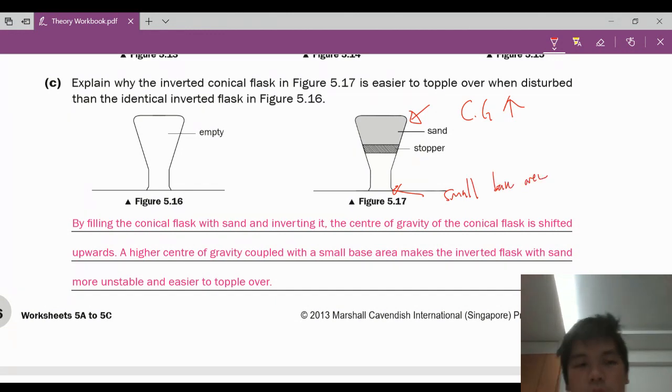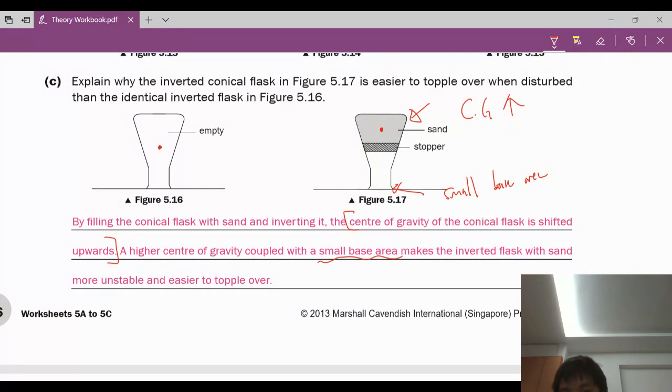Okay, so let's take a look. By filling a conical flask with sand and inverting it, the center of gravity of the conical flask is shifted upwards. So your center of gravity increased. Originally, the center of gravity should be around here. But once you bring in more things, the center of gravity shifts higher. A higher center of gravity coupled with a small base area makes the flask more unstable and easy to topple over.